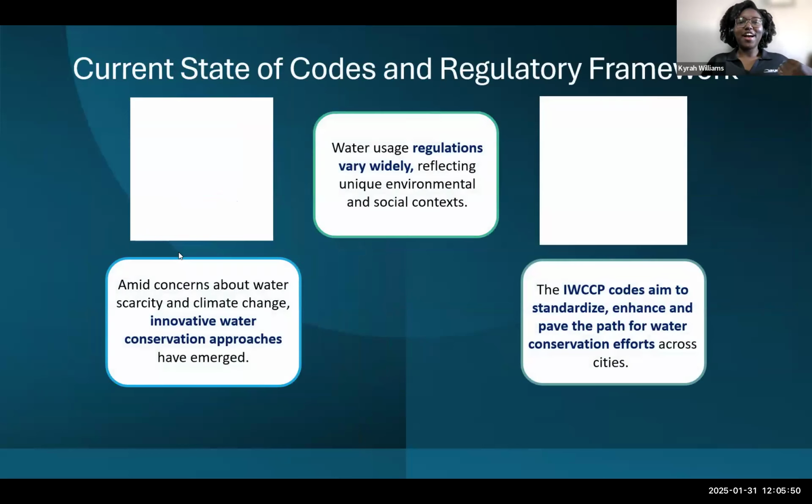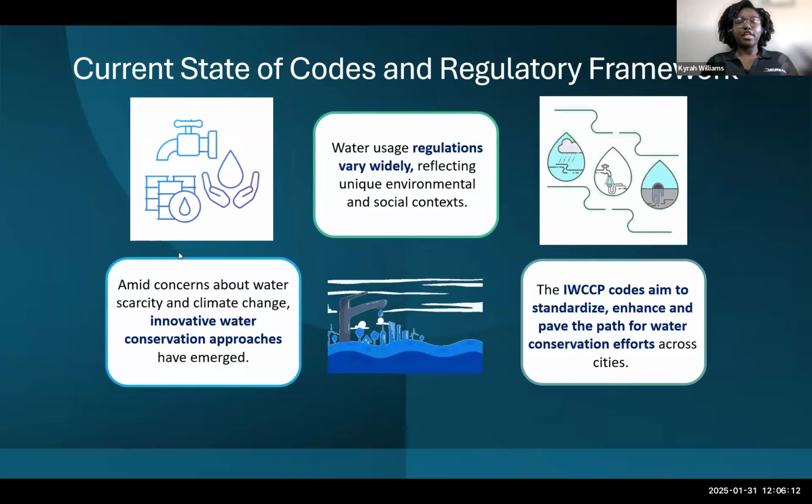As mentioned by my colleague, the ICC, the International Code Council, has been developing certain frameworks in order to figure out how to mitigate this situation. They created the IWCCP, the International Water Conservation Code Provisions, which is a method to standardize and enhance water conservation methods across cities. Being that all cities are not necessarily equal, this will probably help to make that possible.